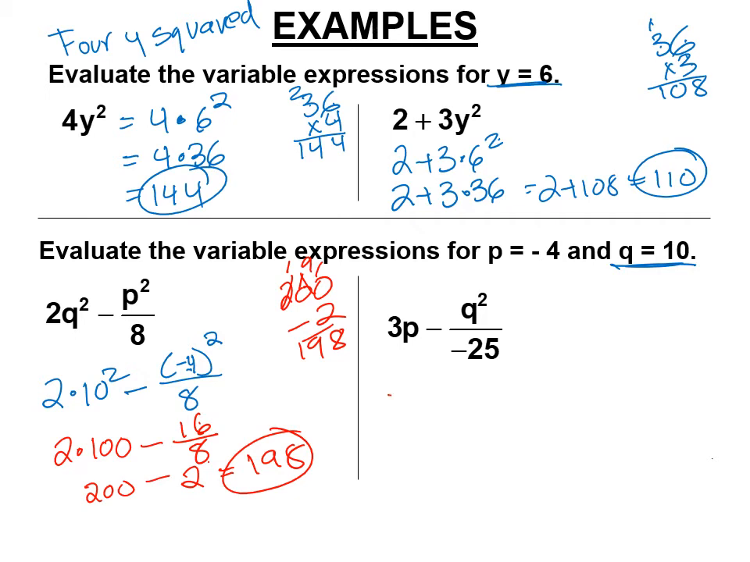So 3p means 3 times whatever p is, minus q squared, q is 10, divided by -25. So we have to do our exponent first. I almost did the multiplying first. So I'm just going to make my life easier and write in this 100. And then 3 times -4 is -12. 100 divided by -25 is -4.